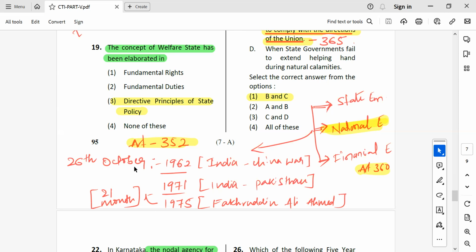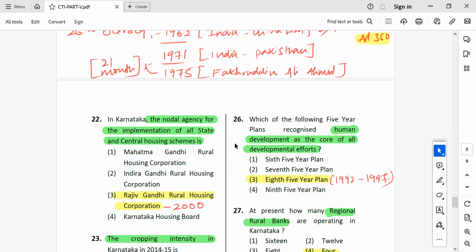For the first time, during the Indo-Sino War or India-China War of 1962, on 26th October, the proclamation of national emergency was announced. After that, in 1971, during the India-Pakistan War, the external emergency was also announced. And financial emergency, Article 360: till now no financial emergency has been announced in India. Article 352 deals with national emergency. So these three articles are very important.